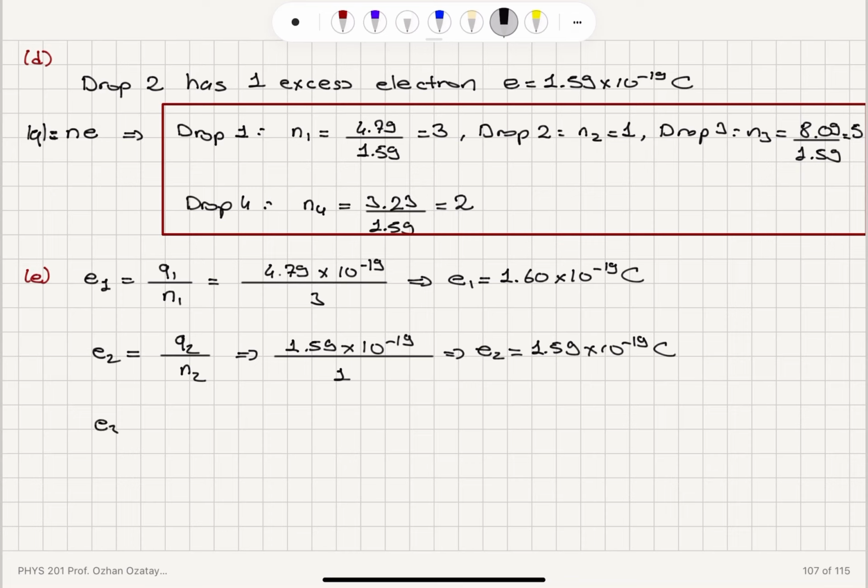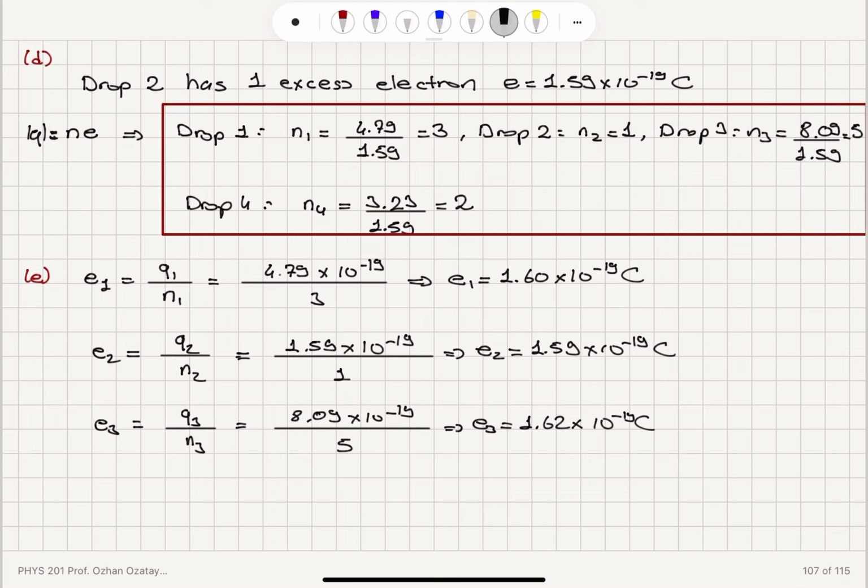For the third drop, we have Q3 divided by N3, which gives us 8.09 10 to minus 19 coulombs divided by 5, and this gives us the third estimate, 1.62 times 10 to minus 19 coulombs.